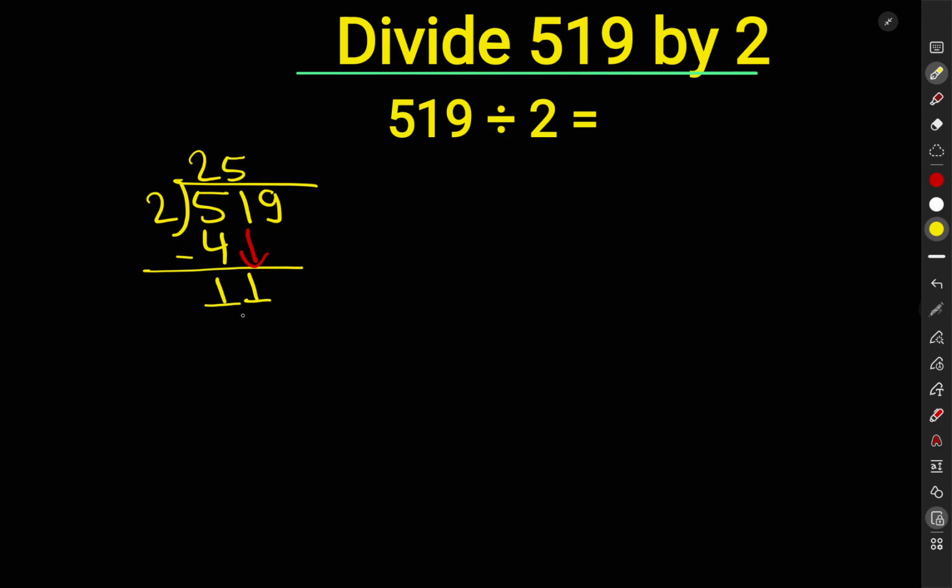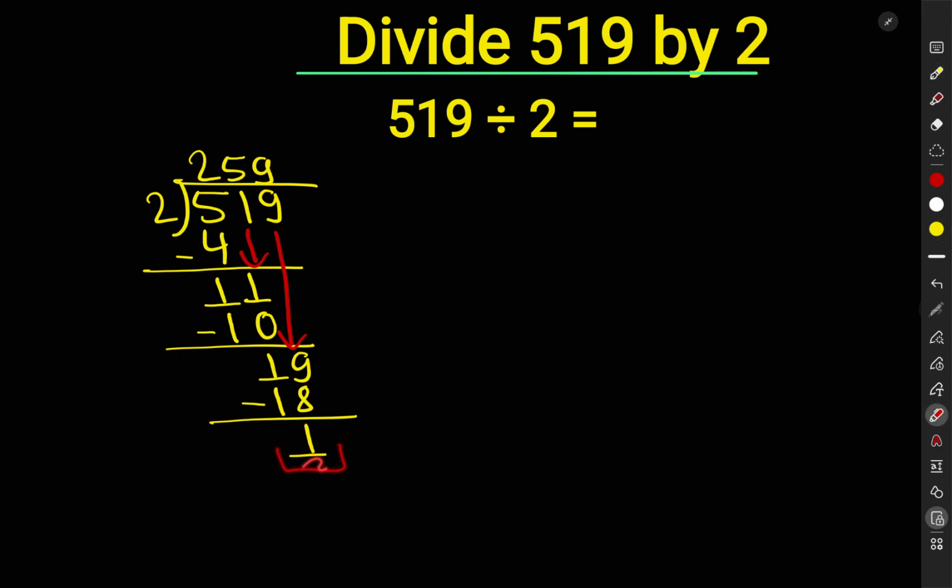2 times 5 is 10. On subtracting it is 1. Again we put down this 9 and it is 19. 2 times 9 is 18. On subtracting we get 1.